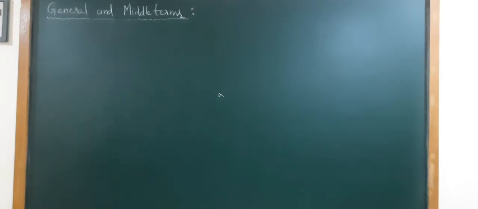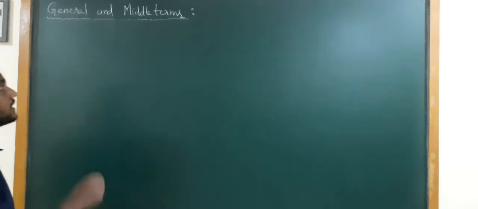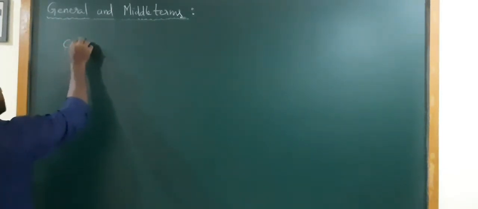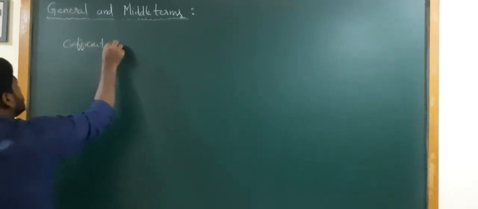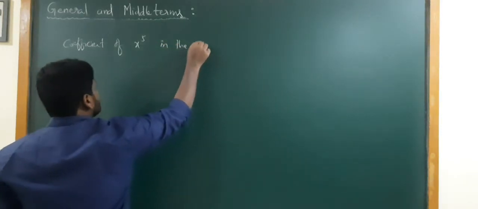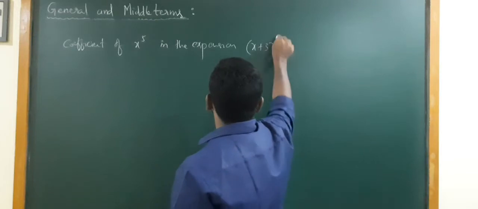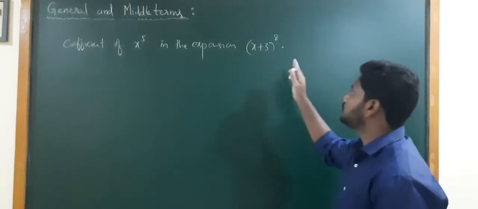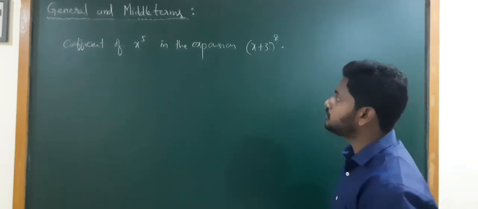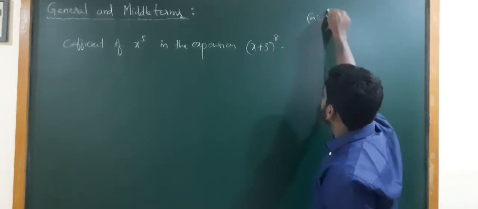By using the general term, the problems you may face are, for example, finding the coefficient of some particular term. For example, if they ask you to find the coefficient of x to the power of 5 in the expansion of (x + 3) whole to the power of 8. If they give (x + 3) to the power of 8 and you want to find the coefficient of x power 5, see, the coefficient of x to the power of 5 is nothing but, for example, in the expansion of (a + b) whole to the power of n.